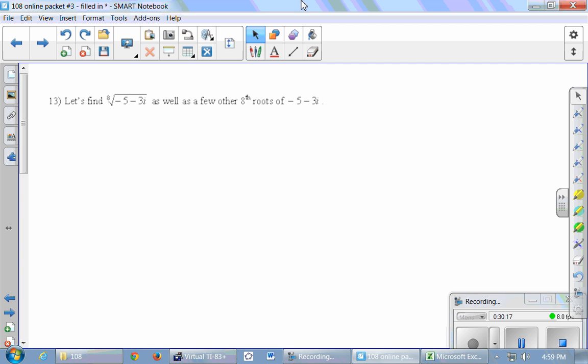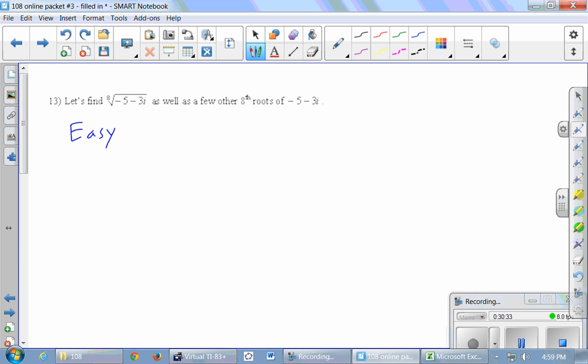Let's find the eighth root of negative 5 minus 3i, as well as a few other eighth roots of negative 5 minus 3i. Okay, so we're going to do this in two ways. We're going to do the easy way first. So we've got the eighth root of negative 5 minus 3i.